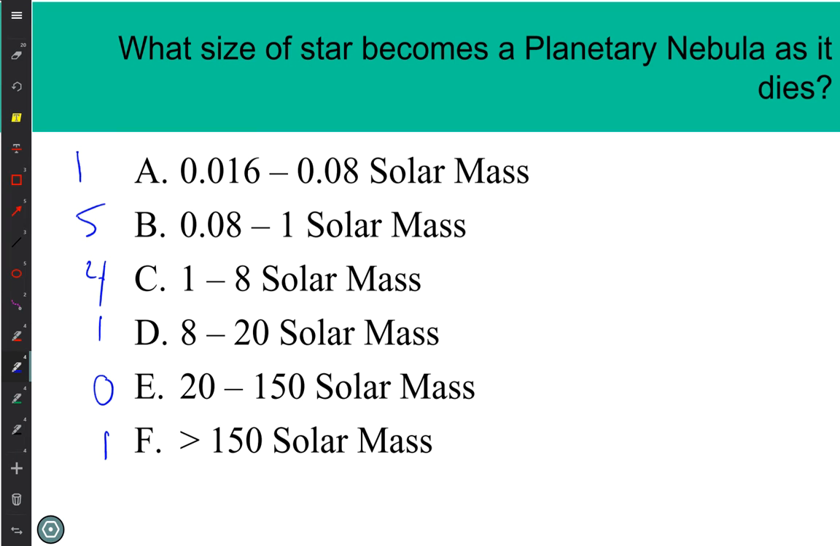I B. To 0.08 to 1 solar mass. Because our sun, didn't you say our sun was planetary? Our sun is right on the limit. So it had to be one of these two because our sun is right on the limit. But our sun is actually the lower limit to become a planetary nebula. So the correct answer here is C.